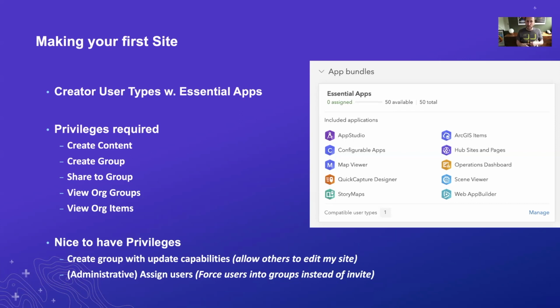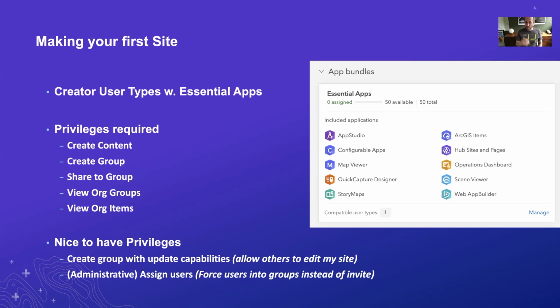You don't need to be a full publisher to make content, but you need these 5 user privileges to be able to use the app at a minimum. And if you have extra privileges, these 2 specifically, a couple of other features of the Hub and Enterprise sites will open up to you. The top one allows you to bring others in to edit.